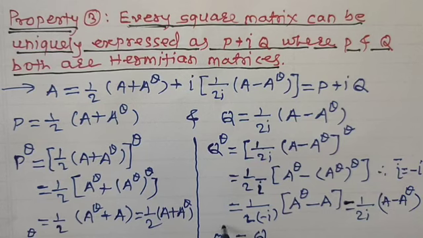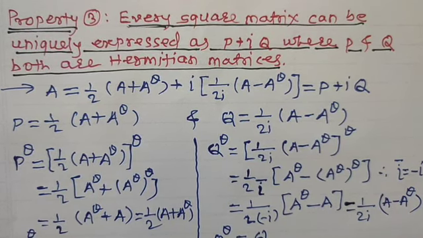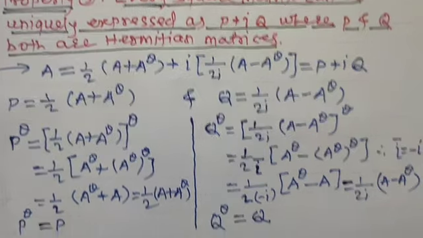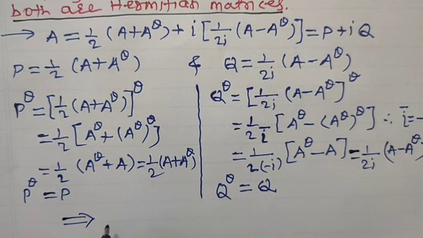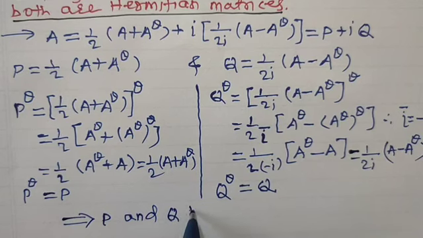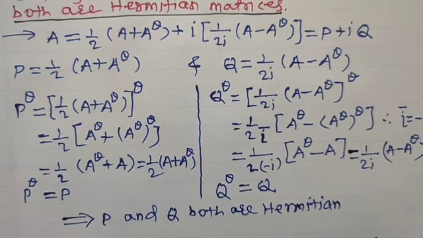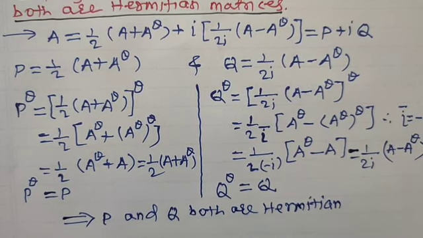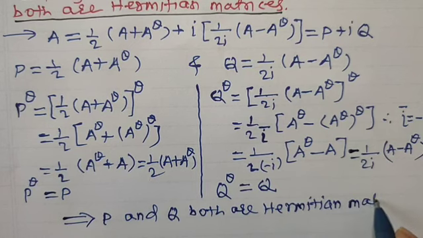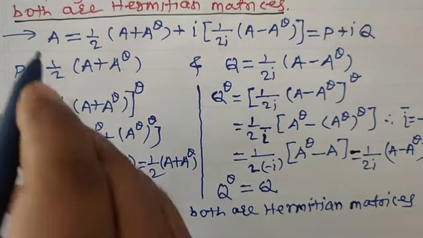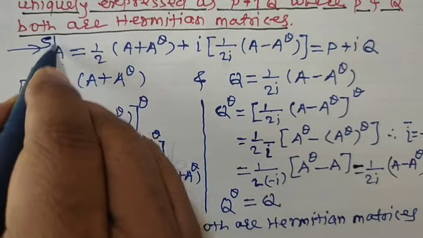We have proved Q theta is equal to Q and P theta is equal to P. So from this statement and this statement we can say that P and Q both are Hermitian matrices, because P theta is equal to P and Q theta is equal to Q. This condition of Hermitian matrices is proved. Hence P and Q both are Hermitian matrices. This is, you can say, step number 1.